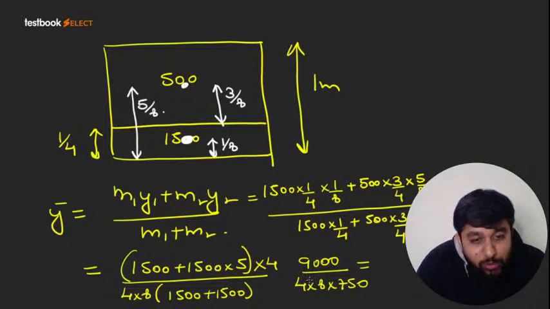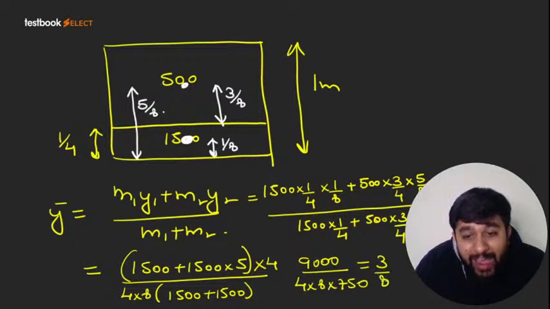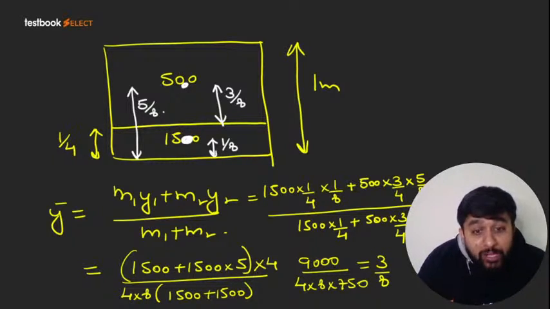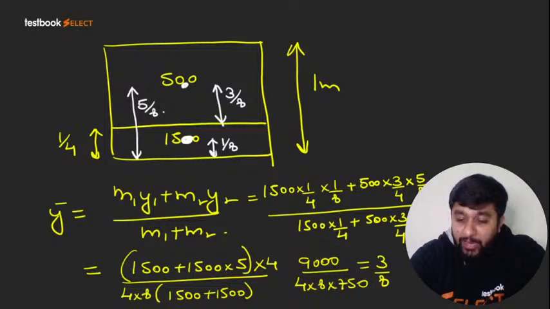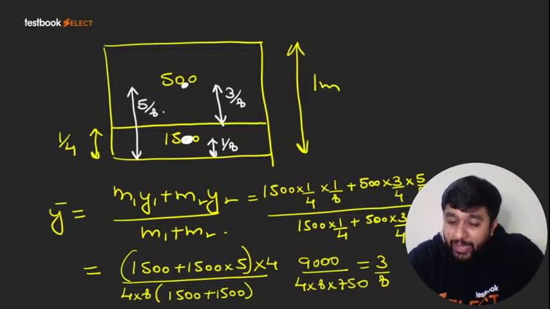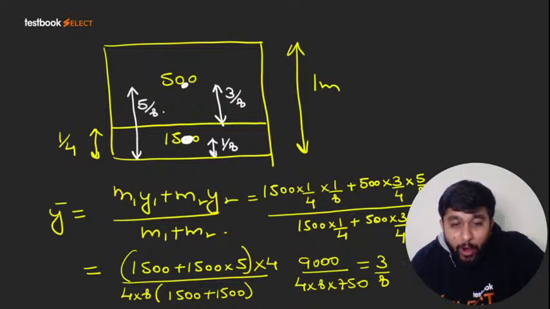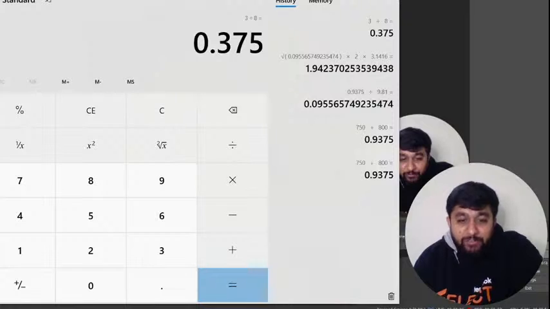So guys, please do check if I'm not making any calculation mistake. So this will become 3 by 8 meters. 3 divided by 8 meters. So how much is 3 divided by 8? I'm directly taking it as 0.375. This will become 0.375 meters.